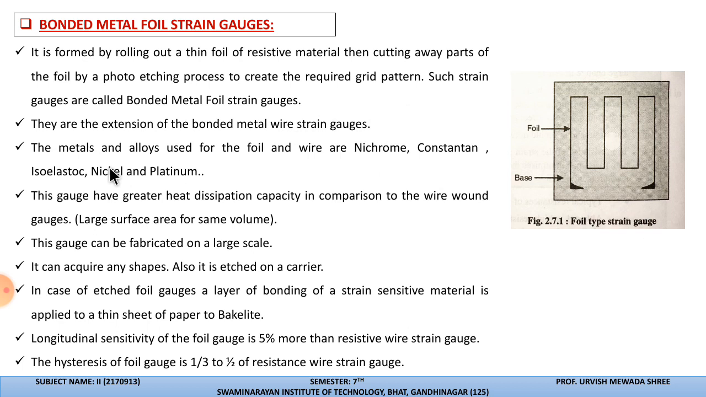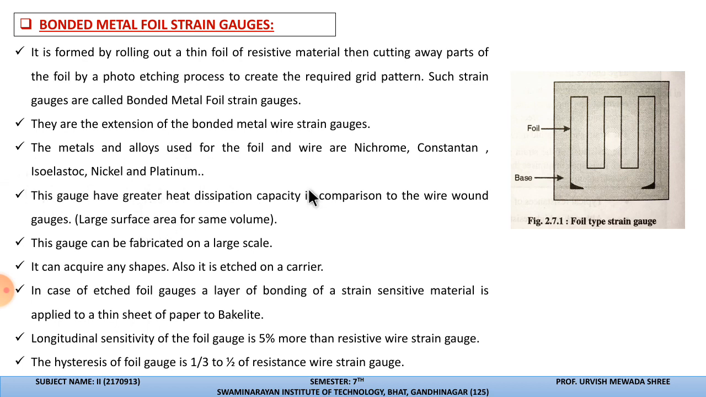And the metals and alloys used for the foil and wire are generally nichrome, constantan, iso-elastic, nickel and platinum. So if we use such materials, then we will have good sensitivity of this strain gauge, and we can have a good stress and strain measurement range also.